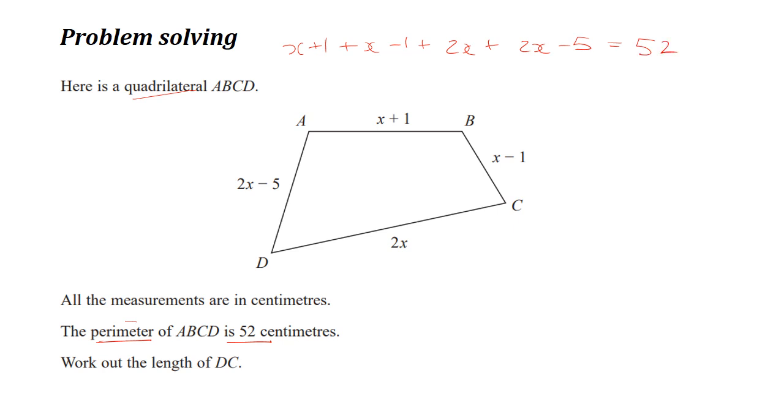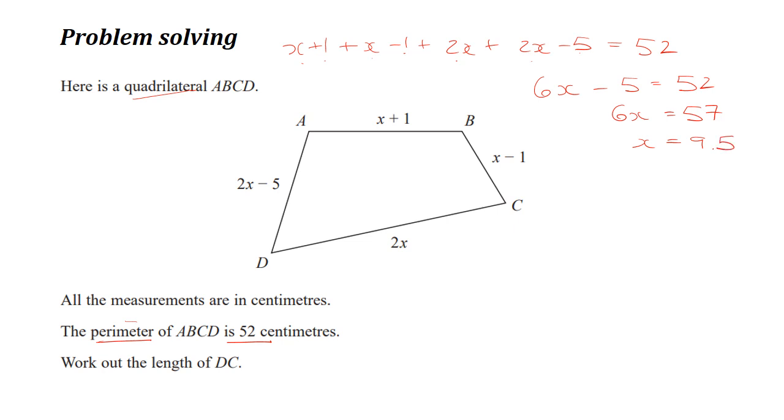There is our equation. Now we've got to do a bit of work to simplify it first. The x plus the 2x plus the 2x is 6x. The 1 and the negative 1 and the negative 5 will collect together to give us negative 5, and there is our two-step equation. Add 5 to both sides to get 6x equals 57. Divide both sides by 6. 57 divided by 6 is 9.5.